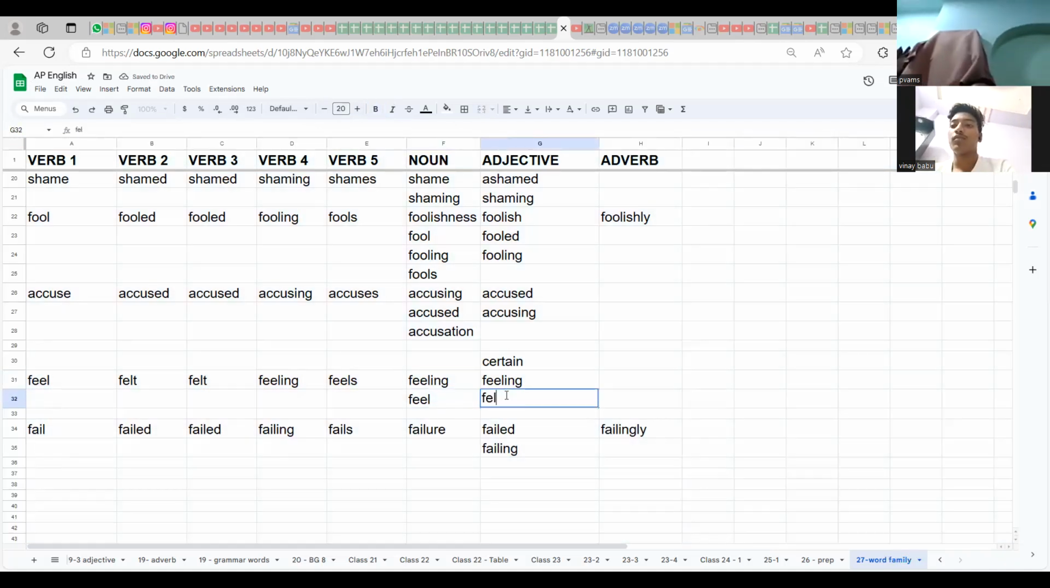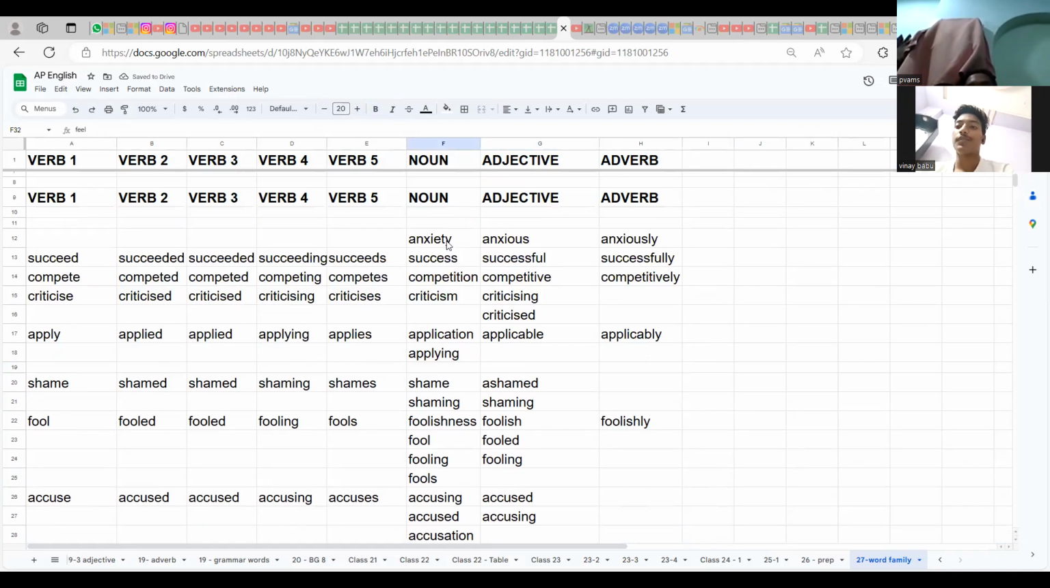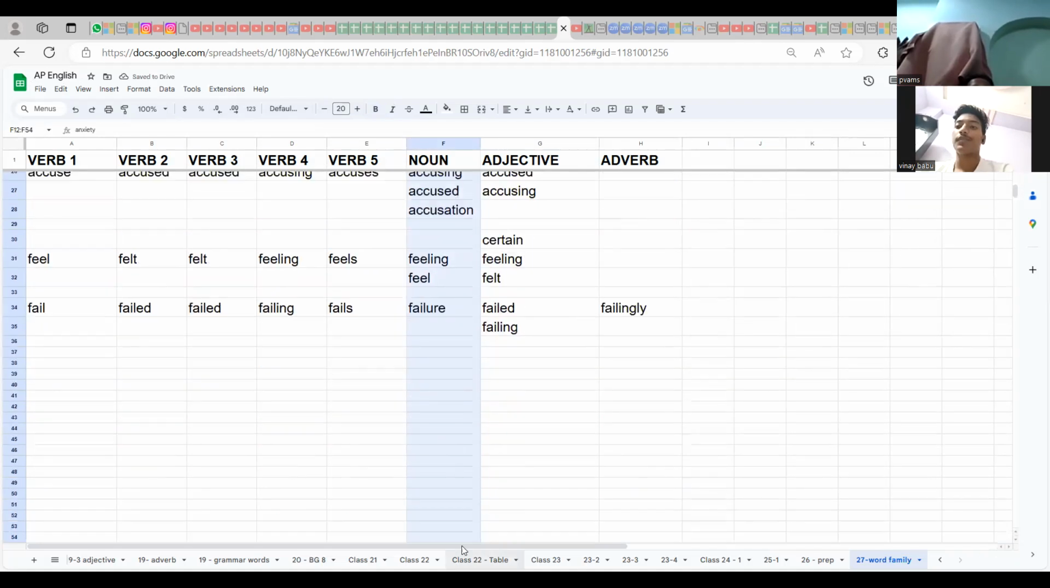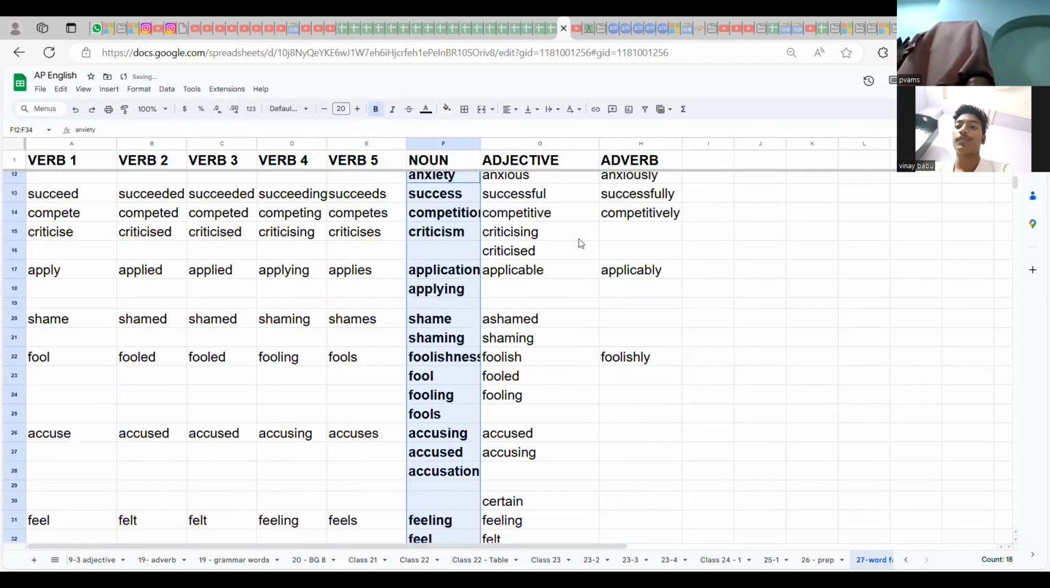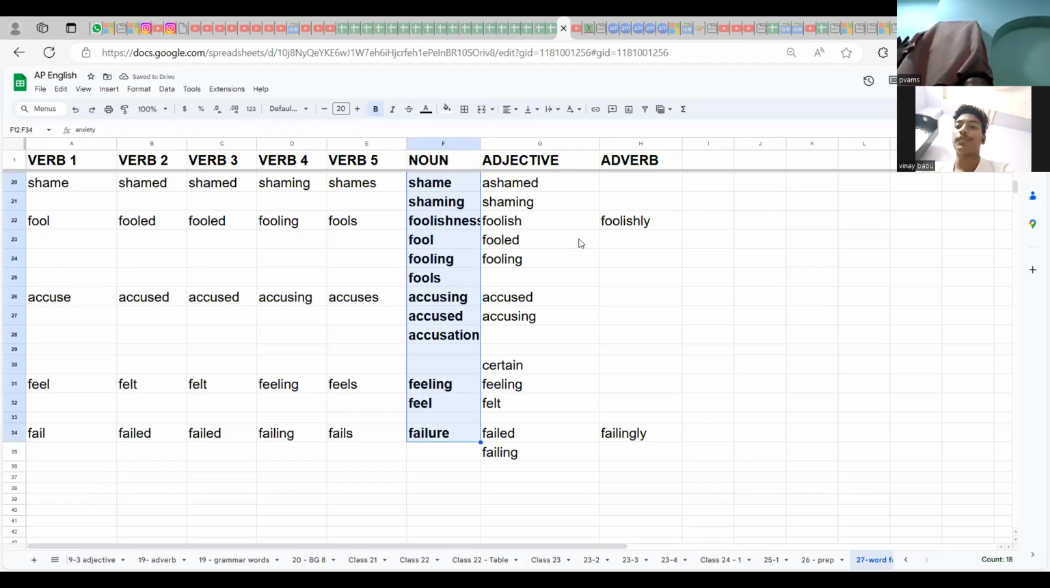Felt. Look at that, how I am doing it. But I'm going to bolden this. I'm going to do a few things here, whatever we did yesterday. I'm going to go with the verb, noun, adjective. Look at this. I'm going to go here.